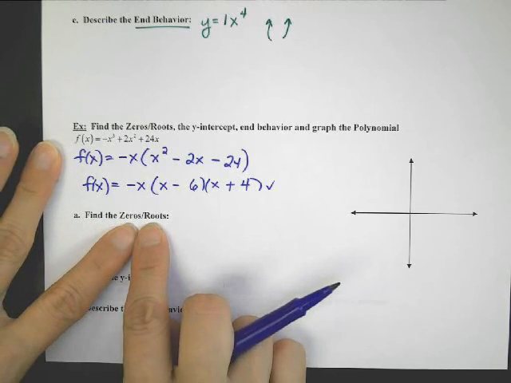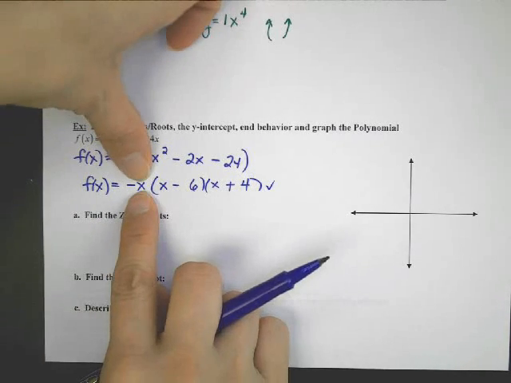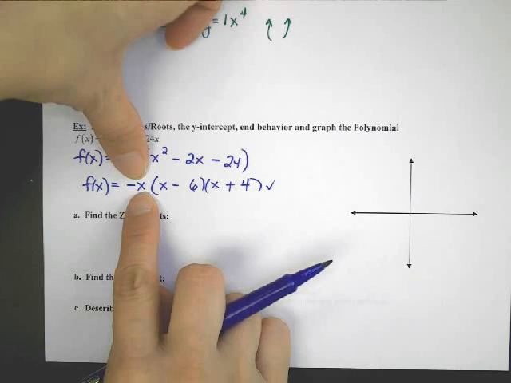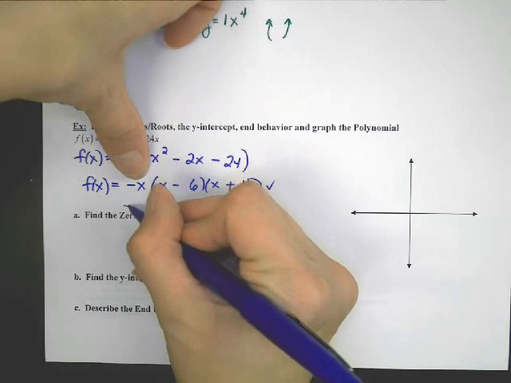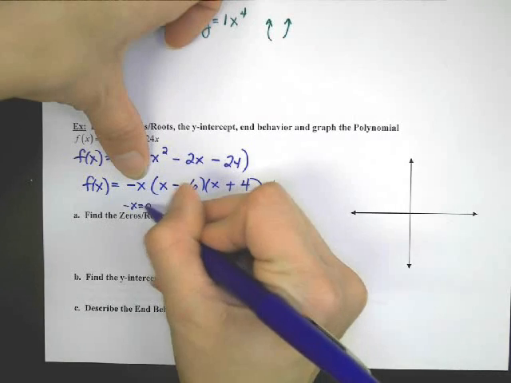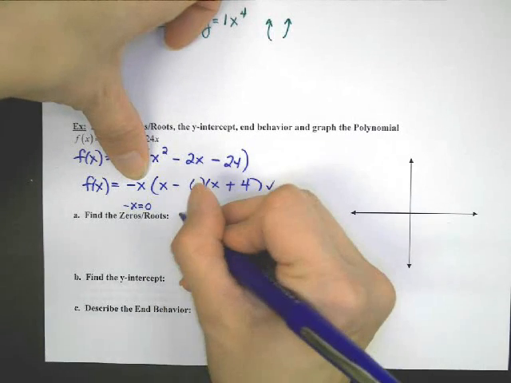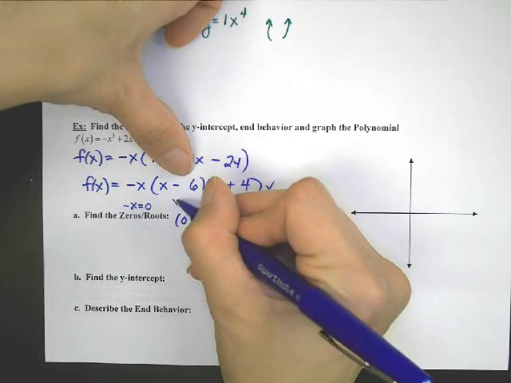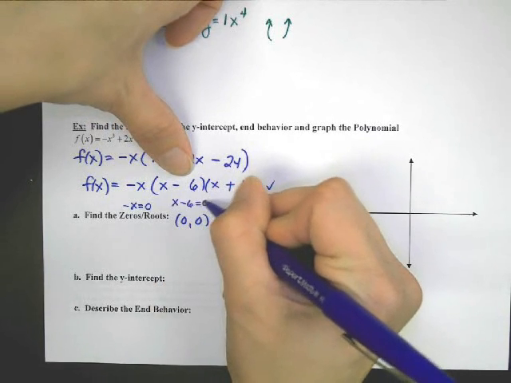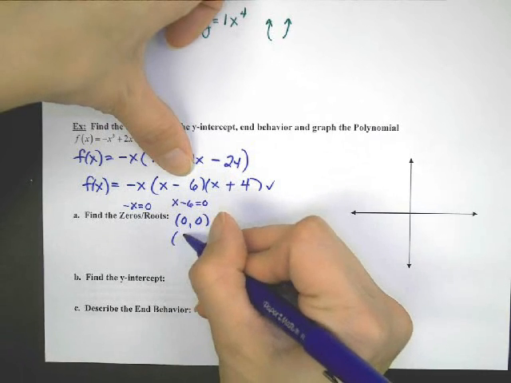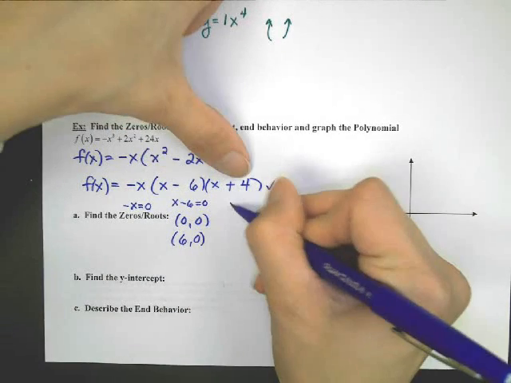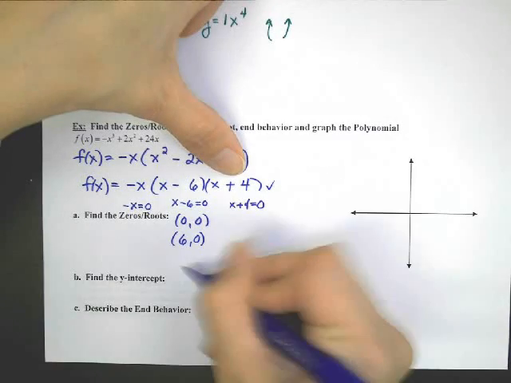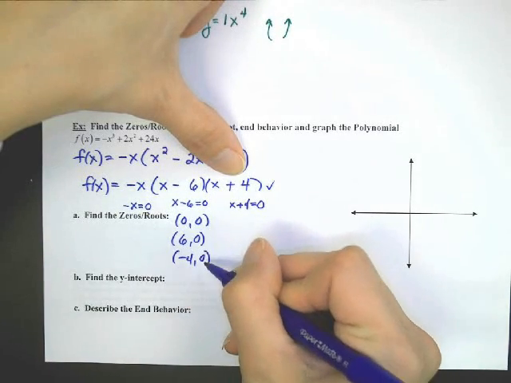Finding the zeros. Okay, so we're going to look for the x's. Now here's an x, and that gives us an answer. Here, let me show you. Negative x equals 0. Divide by negative, and we get 0, comma 0. If I manually do that for all of them, x minus 6 equals 0. Add 6 to their side, and you get 6, comma 0. X plus 4 equals 0, and we get negative 4, comma 0.